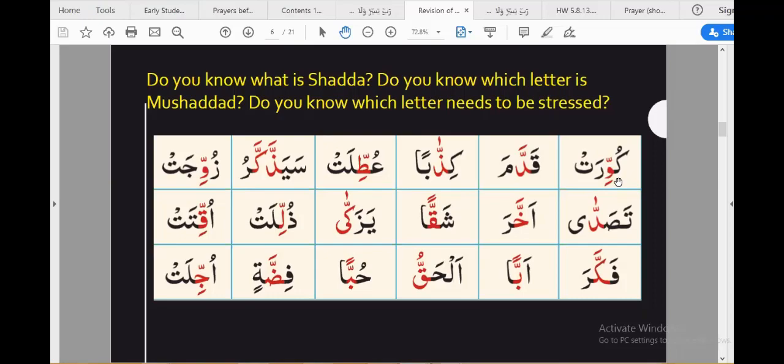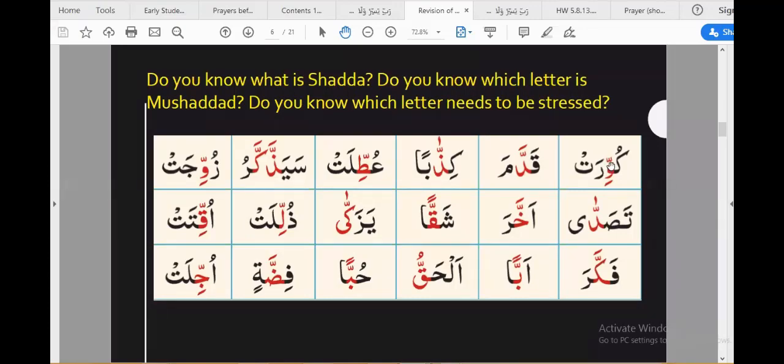The one above the ra is actually a fatha. Now the shadda looks like a small W. So can you tell me where that is now? It's above the wow. Yes. Above the vowel, this small W sign over here, this is the shadda.